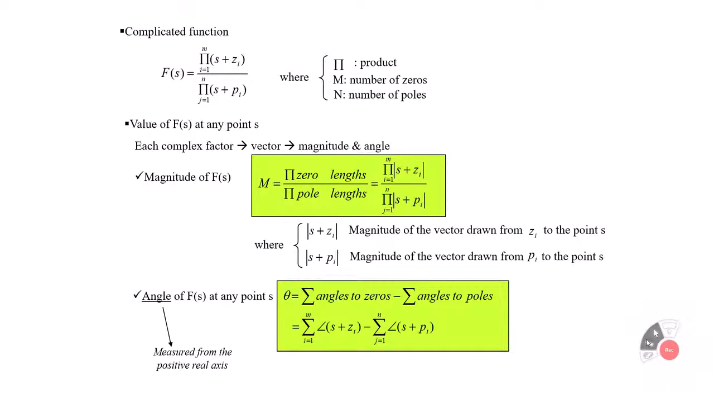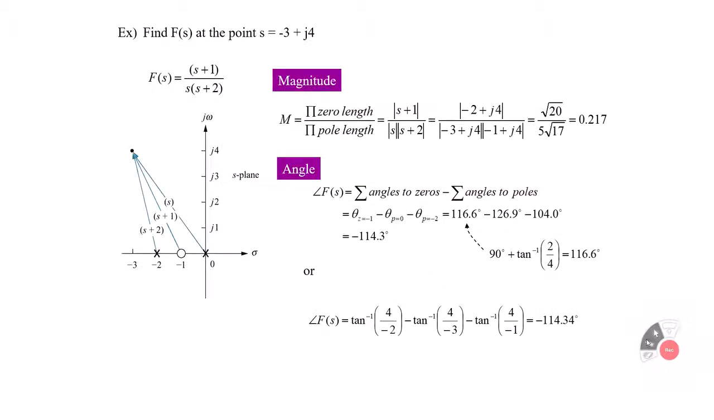Okay? It's very simple arithmetic, right? So you can divide this vector by the multiplication of these two vectors, then you will have this. What about the angle, the phase angle? Again, if you don't want to use your brain, you can follow this.